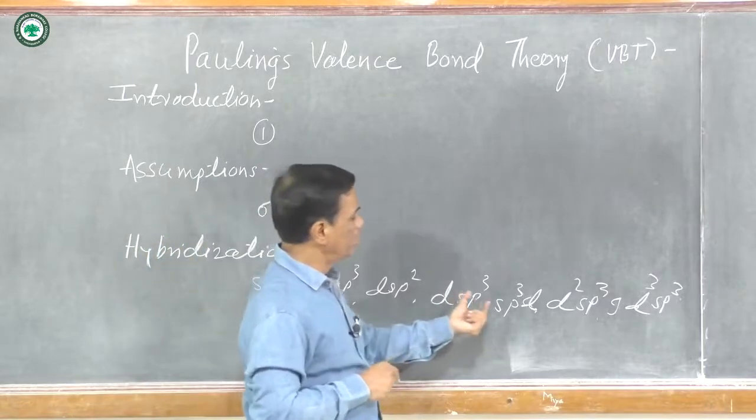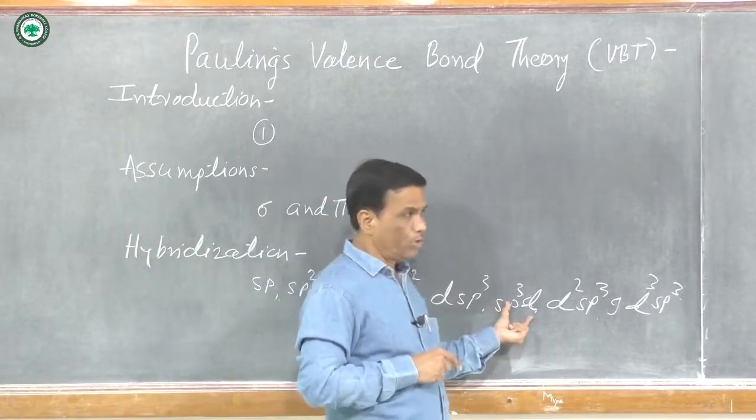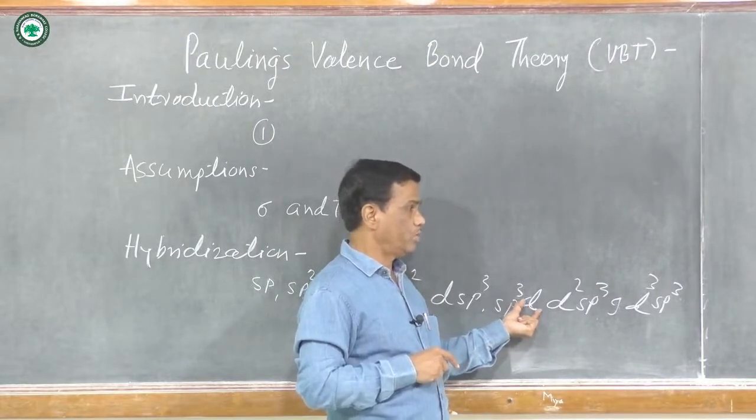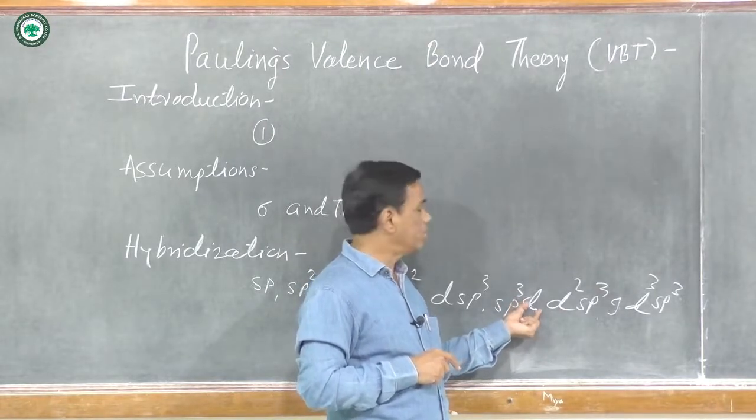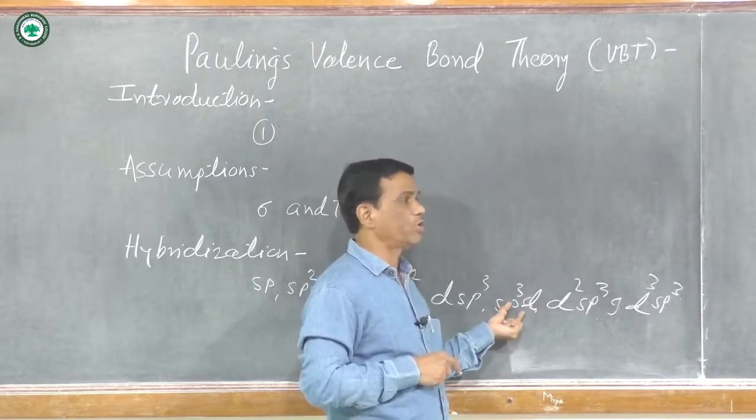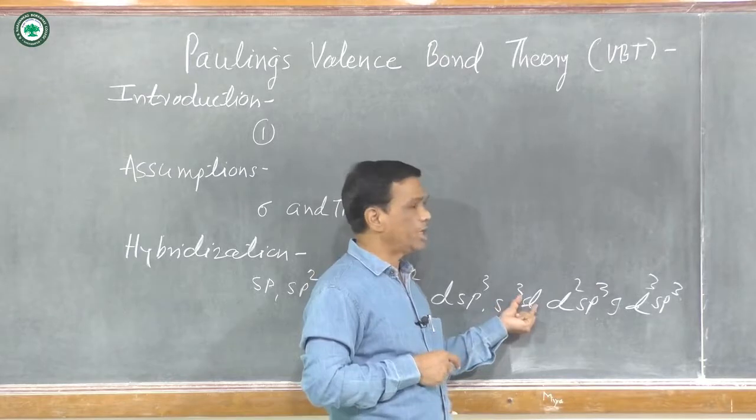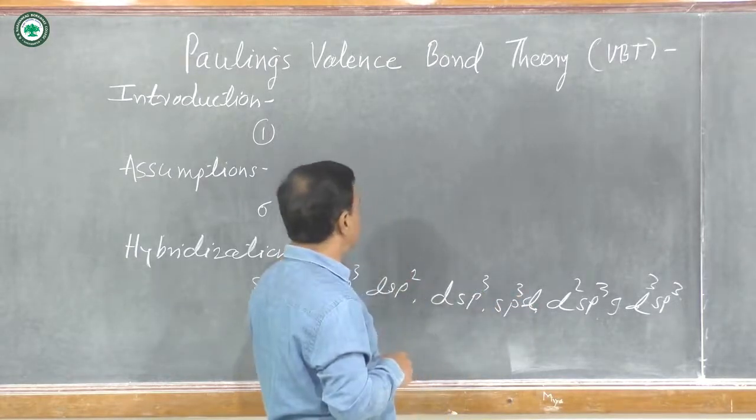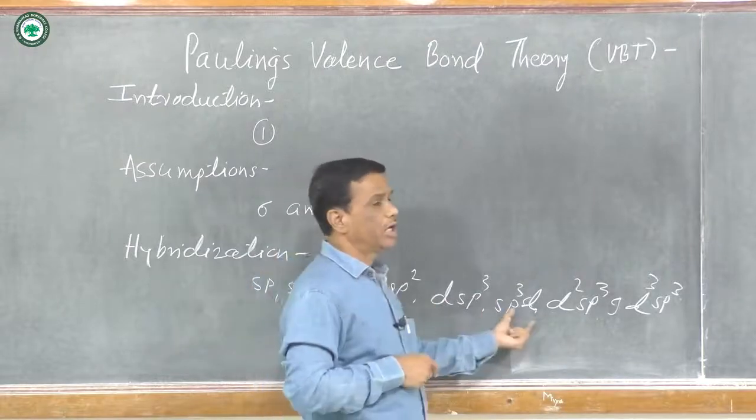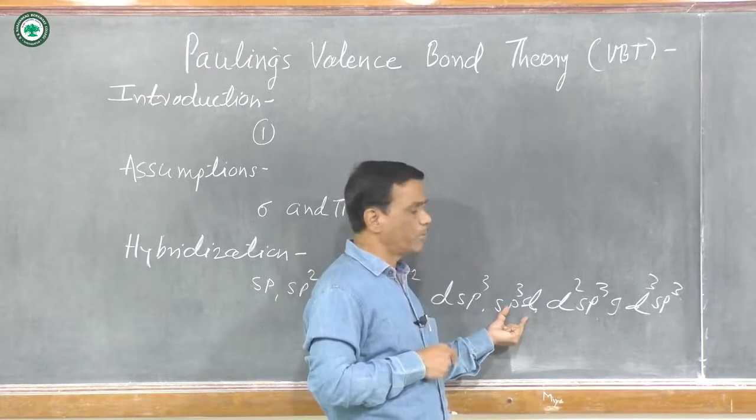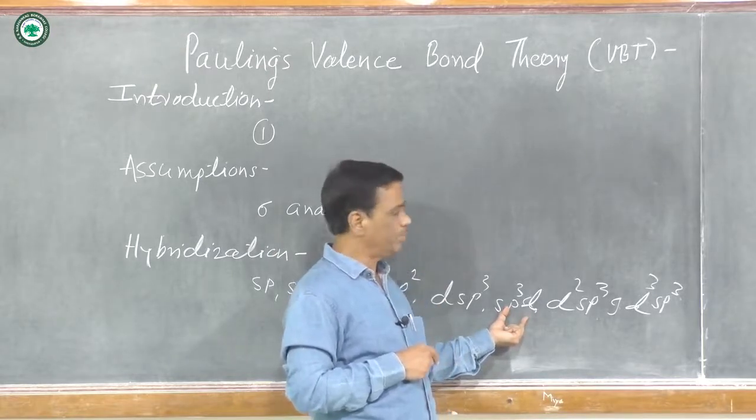If you go to the next, sp3d: one s orbital, then three p orbitals and one d orbital combine, which means there is an overlapping of one d orbital, one s orbital and three p orbitals, and sp3d hybrid orbitals are formed, and it is known as sp3d hybridization. And the shape of that complex compound is square pyramidal.